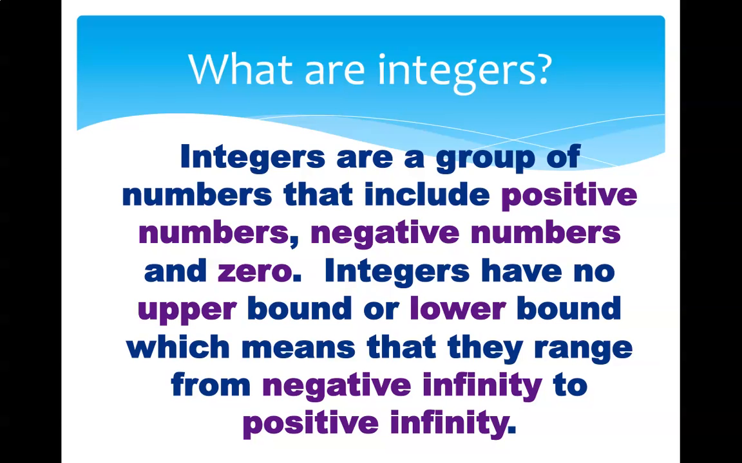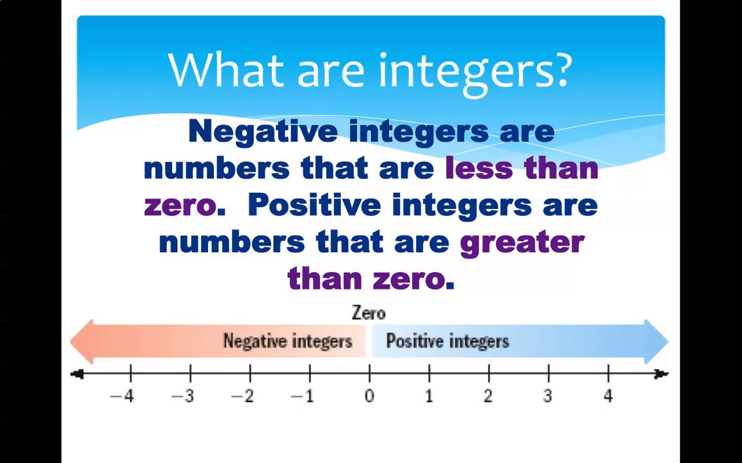Integers are a group of numbers that include positive numbers, negative numbers, and 0. It is composed of those three things: positive, negative, and 0. Integers have no upper bound or lower bound, which means that they range from negative infinity to positive infinity. Negative integers are numbers that are less than 0, and positive integers are numbers that are greater than 0.